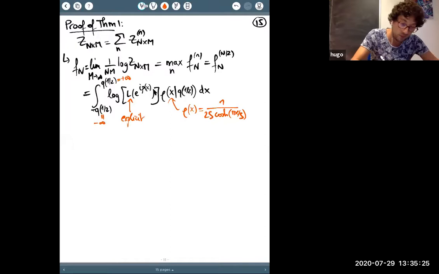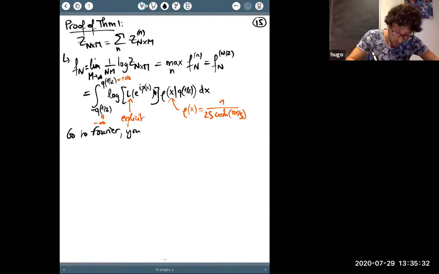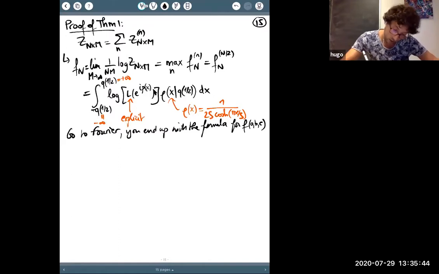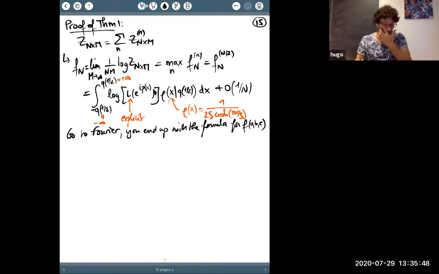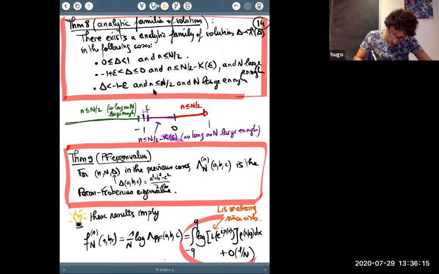rho is explicit, and in fact, if you transform in Fourier, you end up with a formula for f of ABC. Okay, this is this plus big O of 1 over n. So when n goes to infinity, you end up with the integral, and the integral you can compute by Fourier. So this is very brief, but I guarantee that if you are ready to do the computation, there is not much to be done to get a full proof of the theorem once you have this kind of explicit formula. This is really the core, and this formula, you have it automatically once you have the 3 theorems.